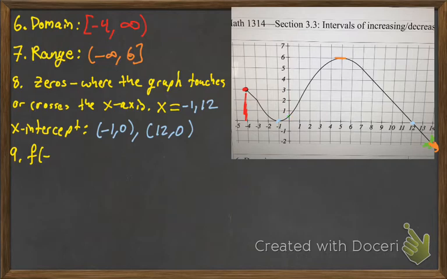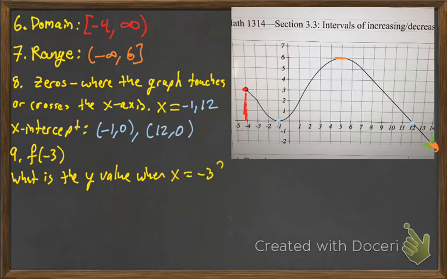The next question they're going to ask is, okay, what is f of negative 3? And how we translate that question is, what is the y value when x is equal to negative 3? Okay, so when x is negative 3, the height of the function at negative 3 is going to be 2.